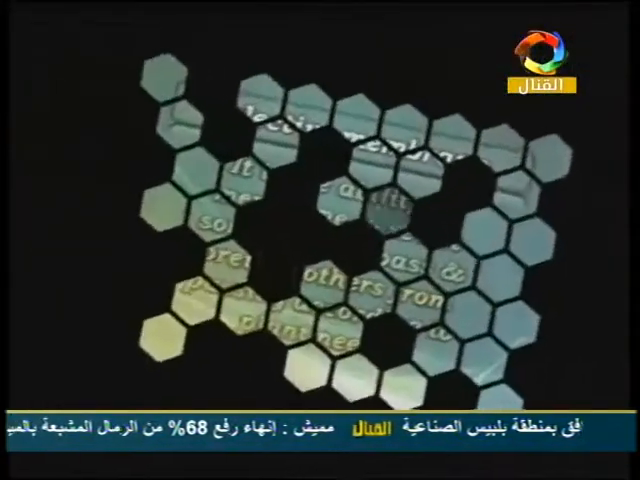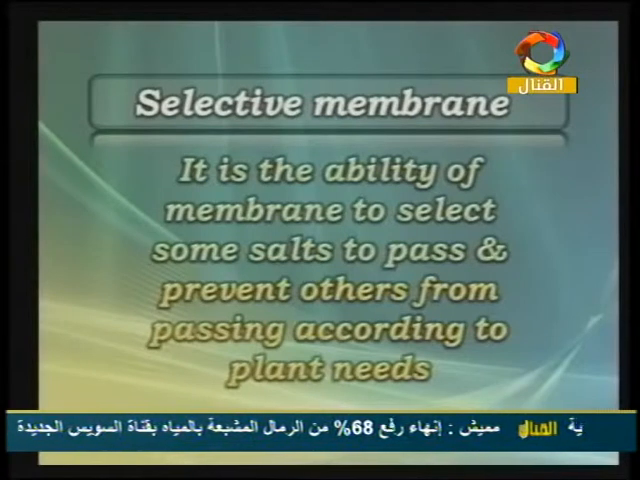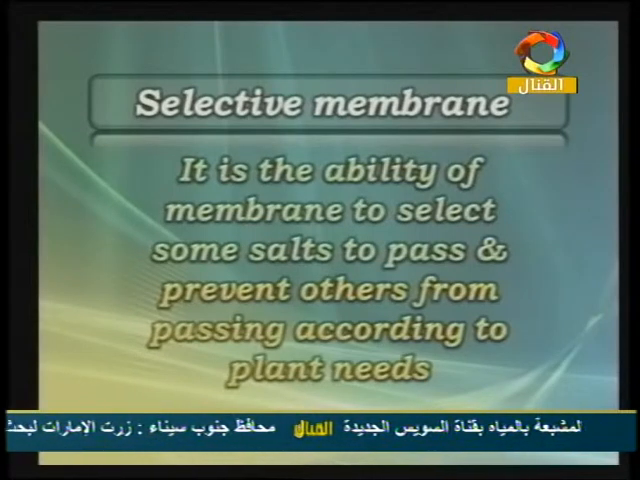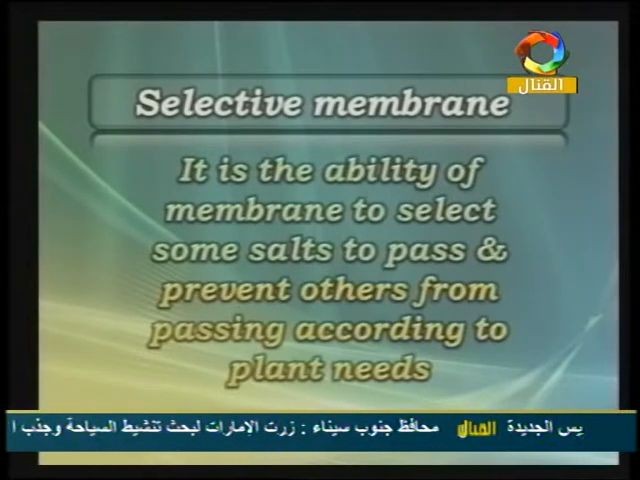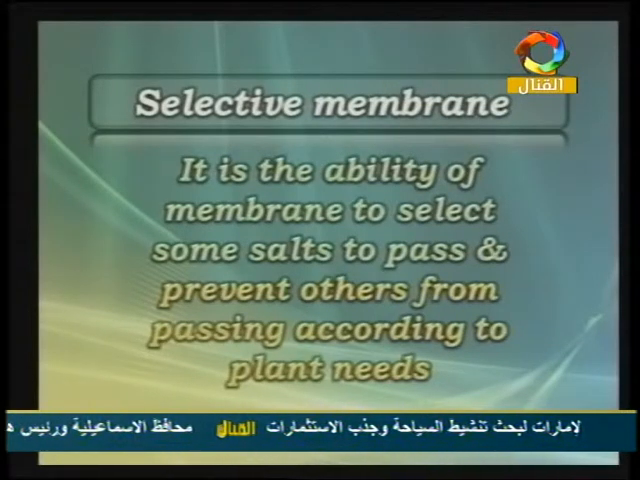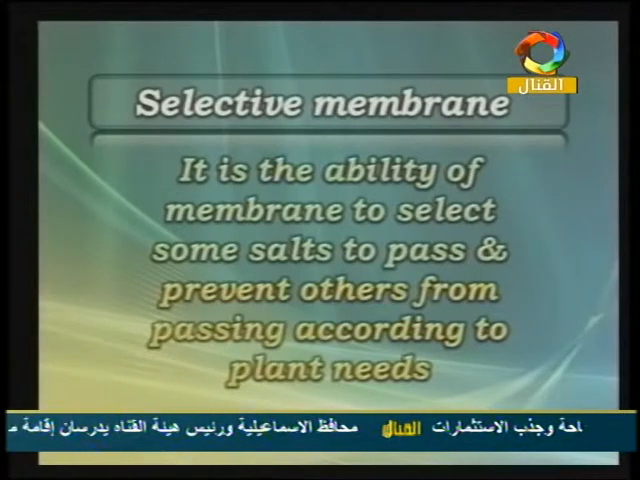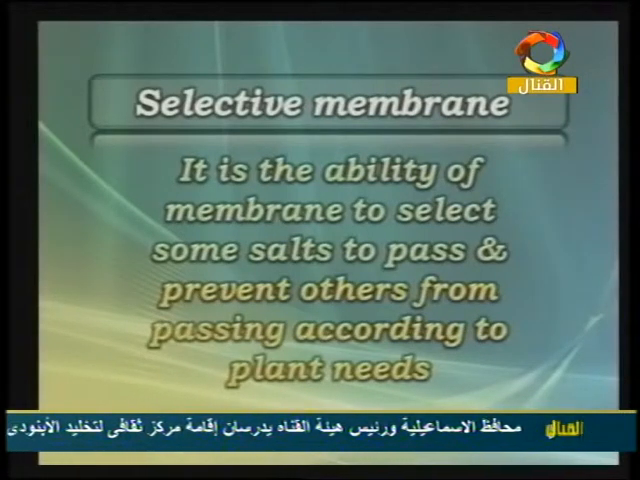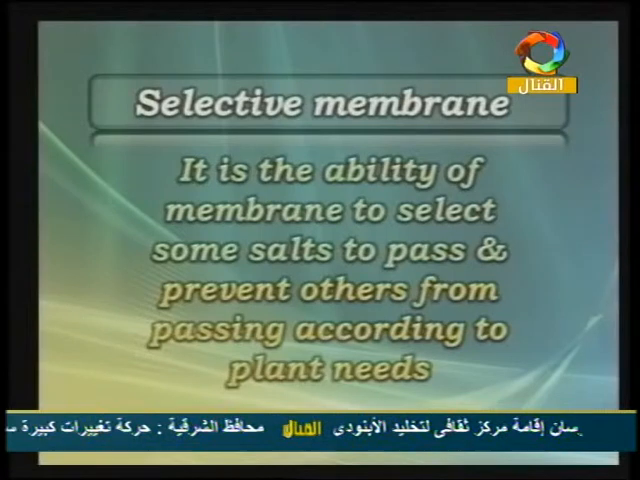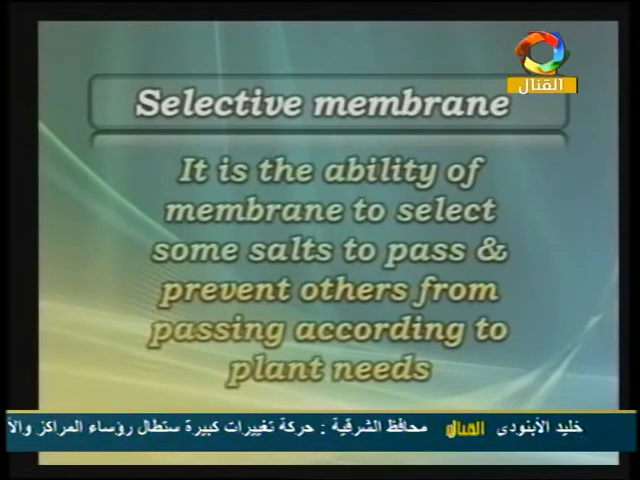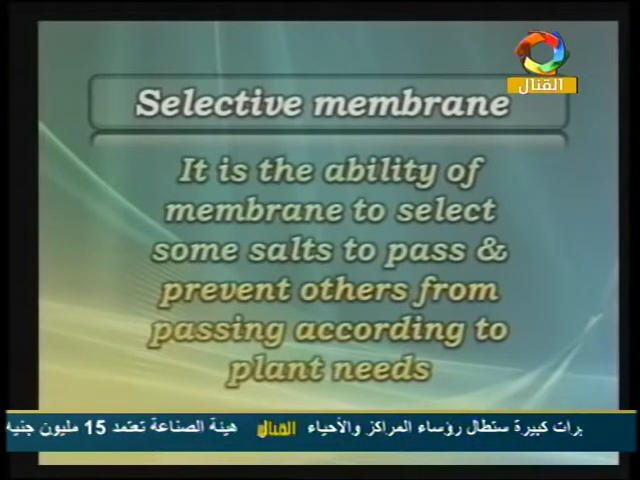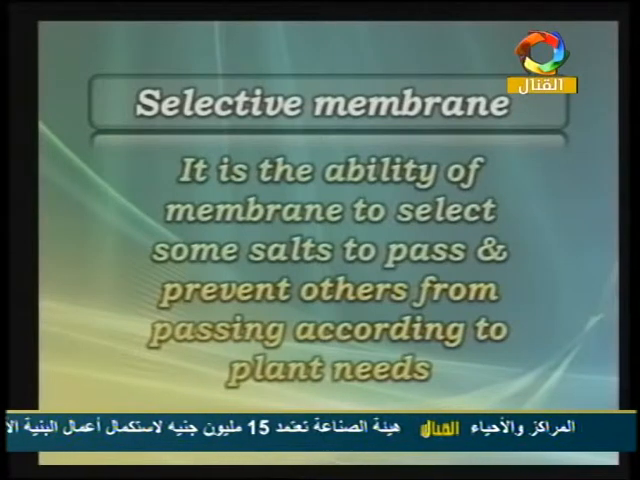Another piece of information about this part: we have the selective membrane. What is meant by selective membrane? We know the membrane from the last part. Yes, it is a semi-permeable membrane. It's a selective membrane. It is the membrane's ability to select some salts to pass and prevent others from passing according to the plant's needs.